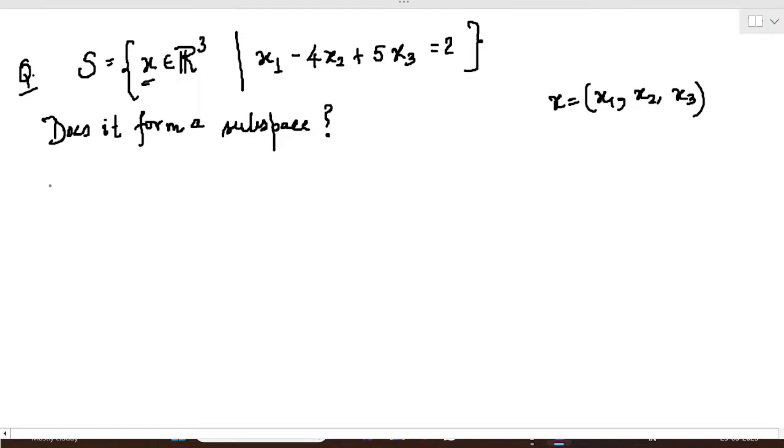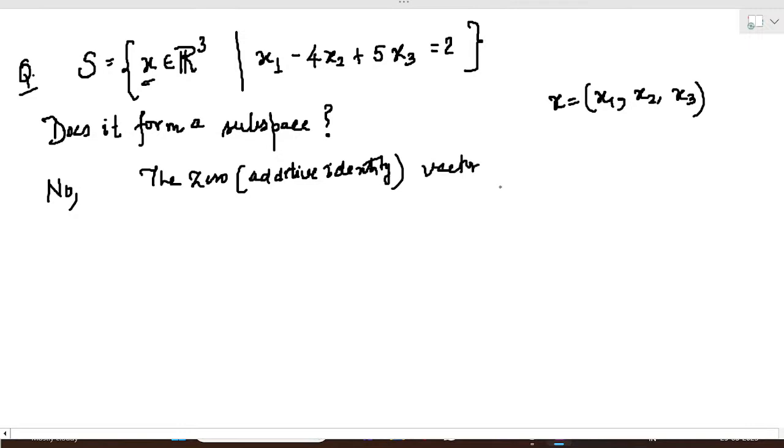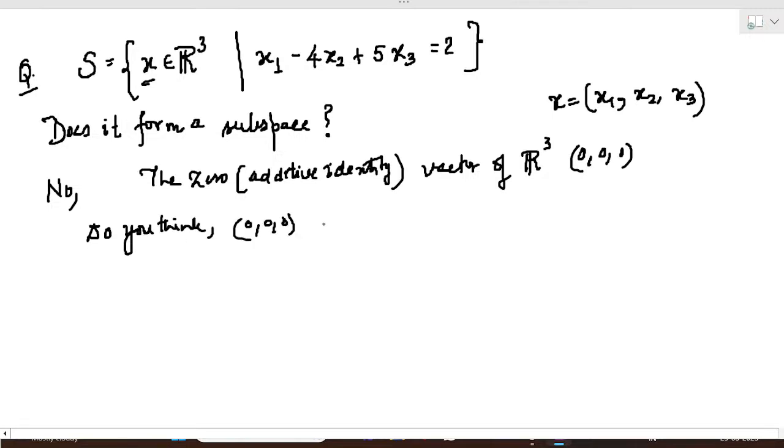The answer would be no. Why? Because you know that the zero vector, or you can say the additive identity of R cube, is 0 comma 0 comma 0. And do you think that this additive identity would be contained in S? Do you think 0 comma 0 comma 0 would be contained in S? The answer is no.